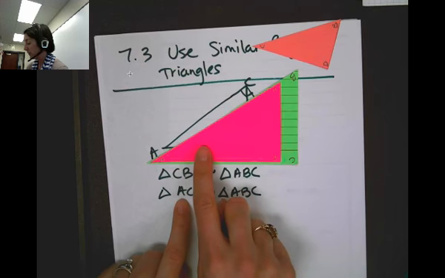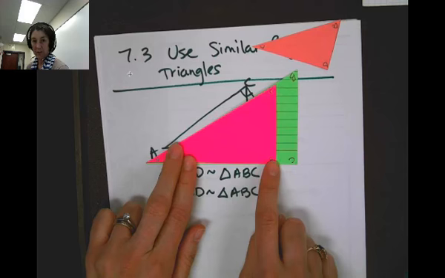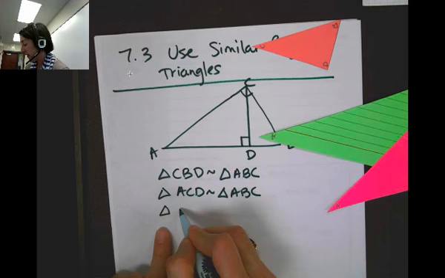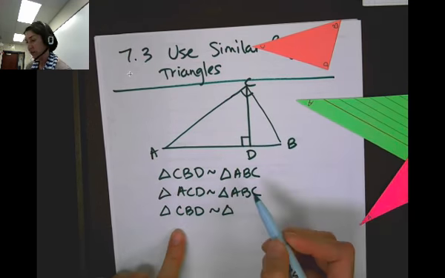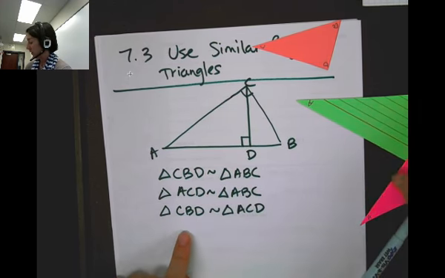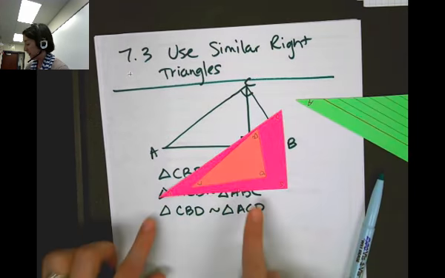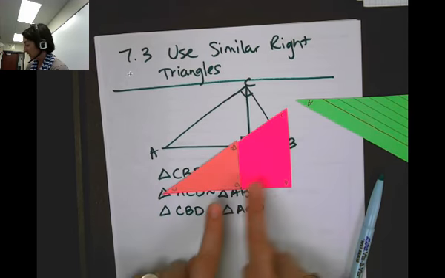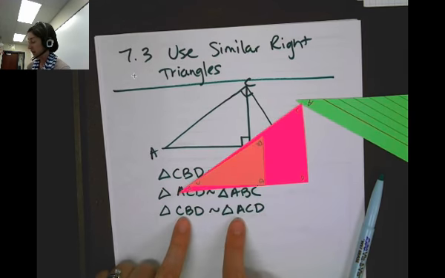They are. And again, they're all similar by AA, because we've got congruent angles here and then congruent right angles here. Okay, and then the last one are the medium and the small similar to each other. Triangle CBD similar to triangle ACD. Again, the order of these vertices matters. So here's my medium guy, and here's my little guy. And if we line them up in the right place, D and D, my right angles, C and B, and A and C. Okay?